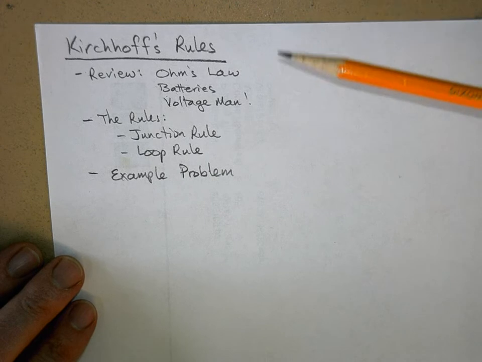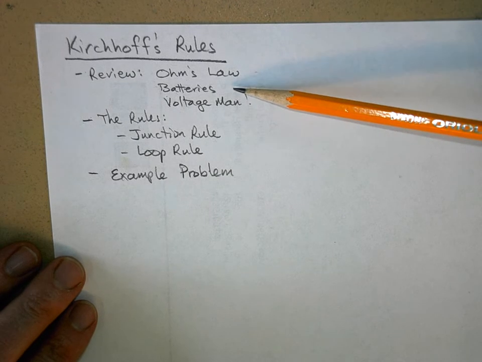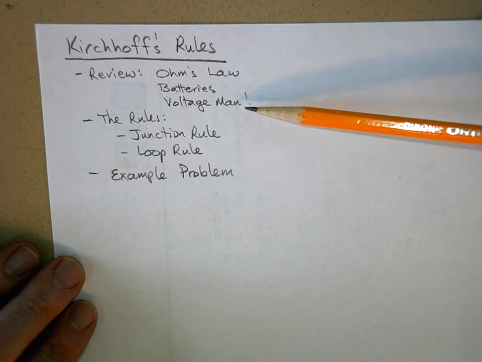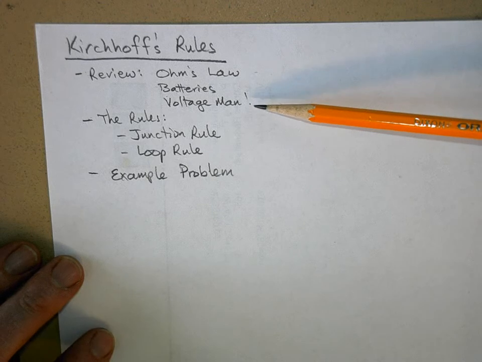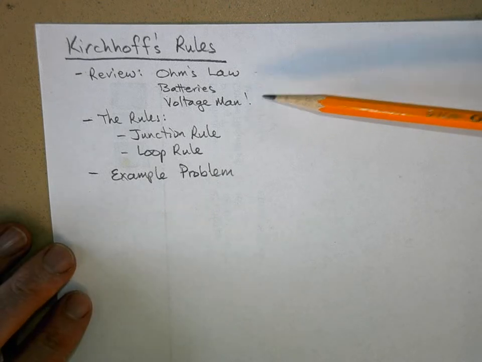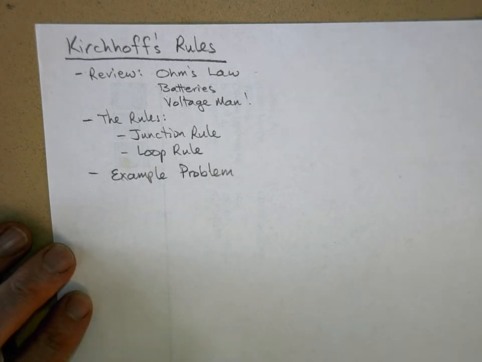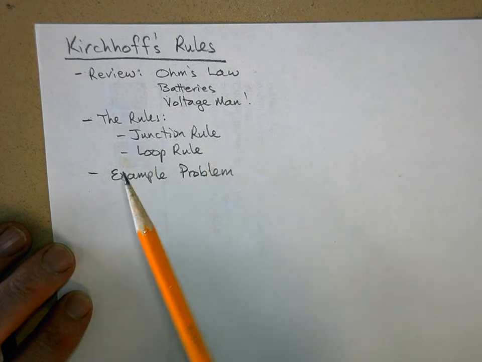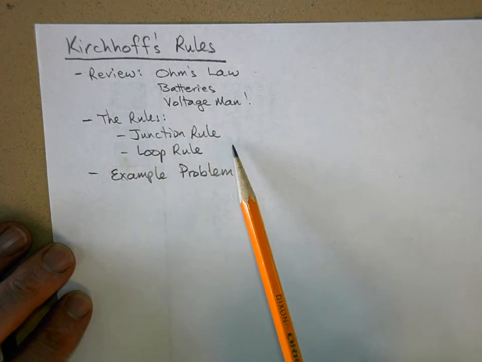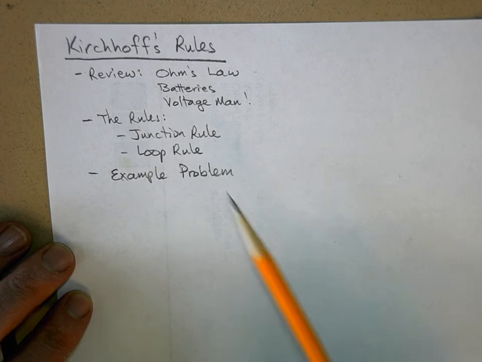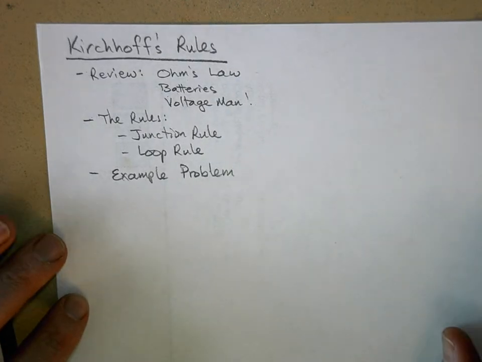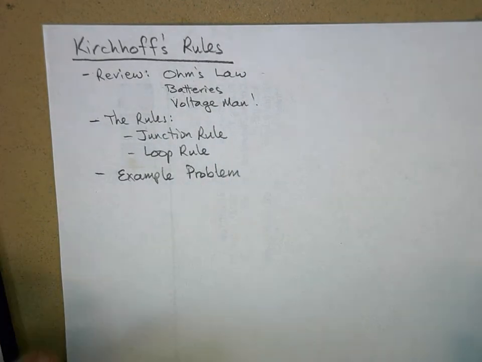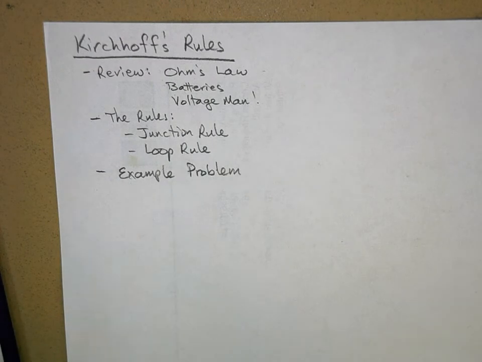Before we do that, though, let's review Ohm's Law and talk about how batteries work a little bit. And then we'll talk about voltage man and how voltage man walks around a circuit and measures voltage and so on. And then we're going to talk about a couple of rules that make up Kirchhoff's rules. One of them is called the junction rule and the other the loop rule. And then we'll work an example problem, and I'll show you how Kirchhoff's rules lets you solve a circuit.